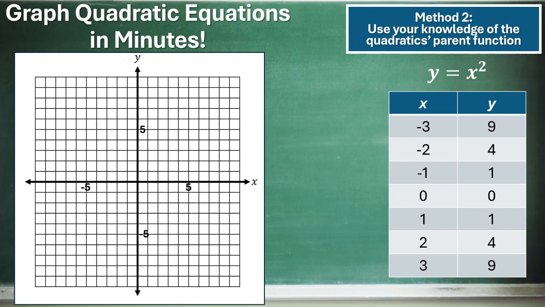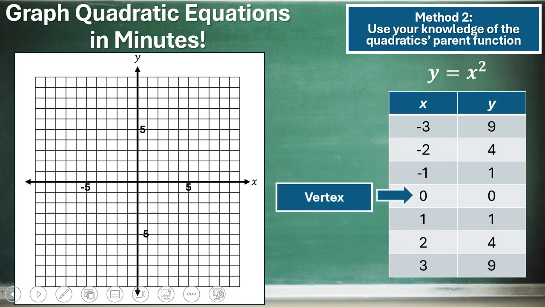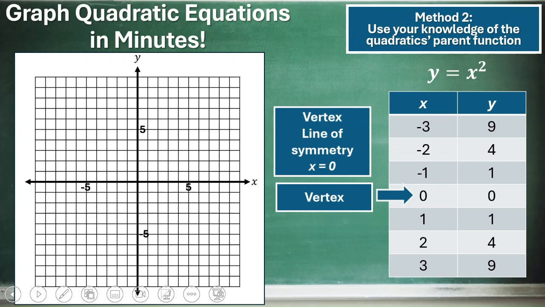Hopefully you're noticing a few things. I'm noticing that we have the lowest point of our graph at 0, 0. This point is called the vertex. The vertex is really important because it creates something called the line of symmetry. The line of symmetry always passes through the vertex.